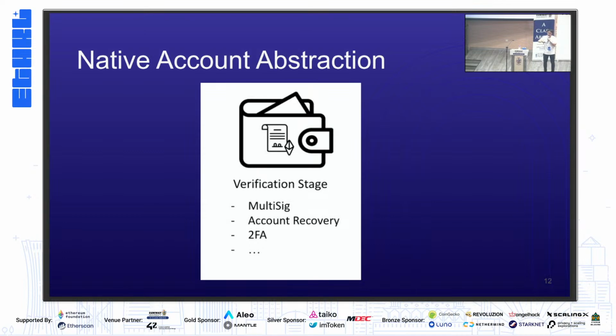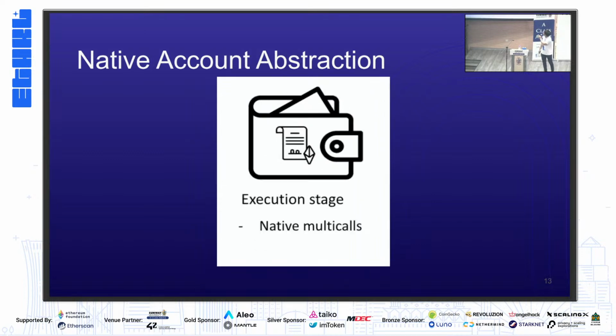You can even implement a multi-sig algorithm to check for multiple signatures, and make sure that you can then execute a transaction with multiple signatures, and so on and so forth. So it's up to imagination as to what you can do in this stage. Then after the verification stage, the entry point contract will call the execution stage.